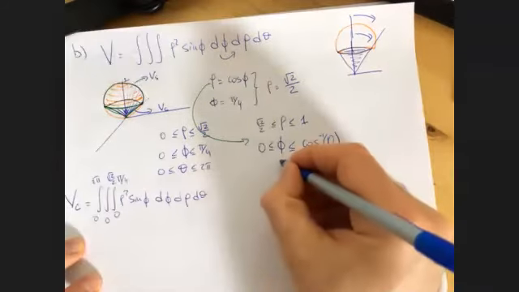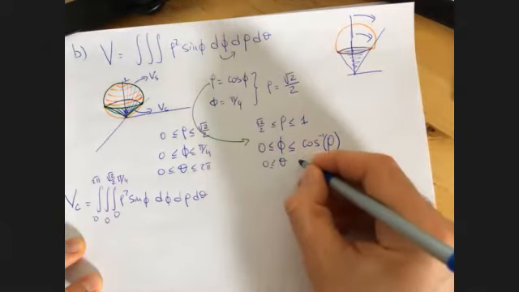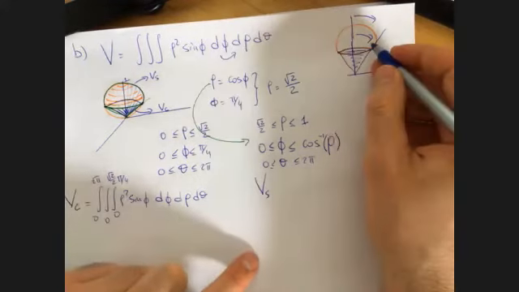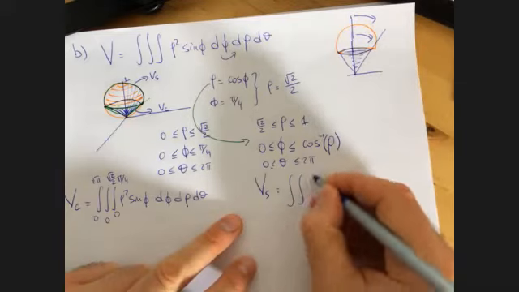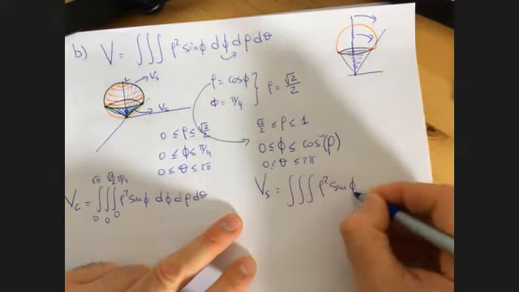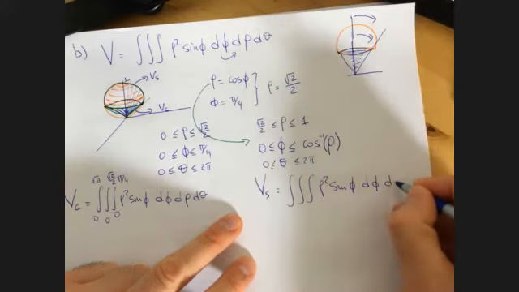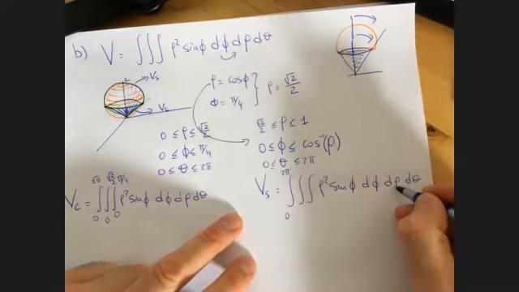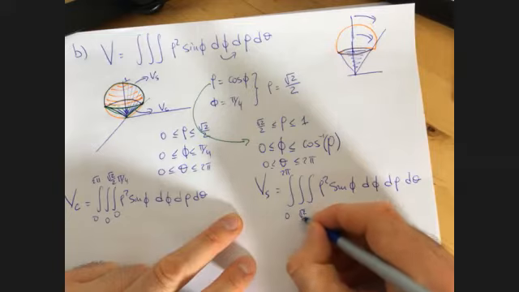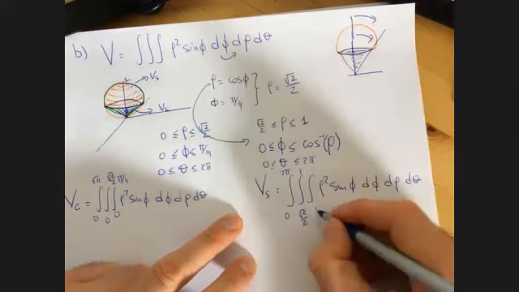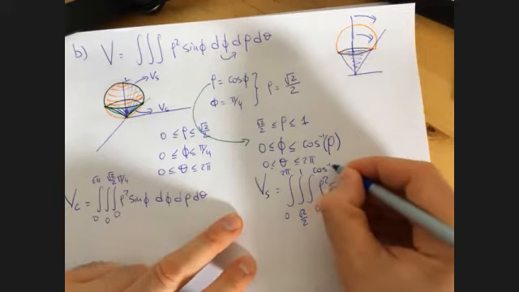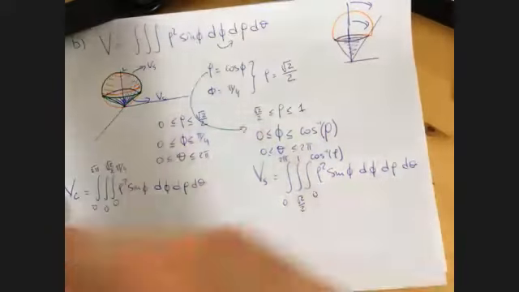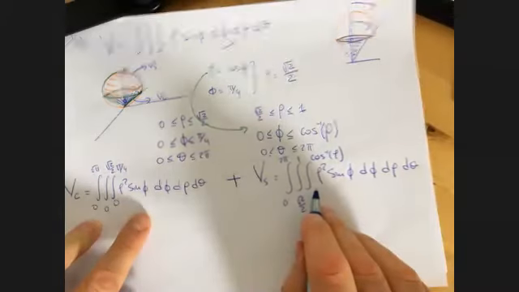And then theta goes from 0 to 2 pi. So the volume of this part of the sphere is the triple integral of rho squared sine phi d phi d rho d theta, where theta goes from 0 to 2 pi, rho goes from square root of 2 over 2 to 1, and phi goes from 0 to arc cosine of rho. The final volume is this integral plus this triple integral.